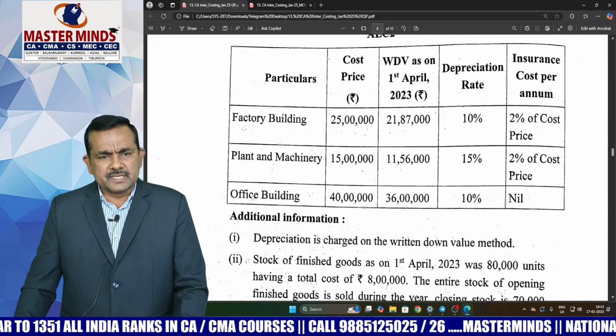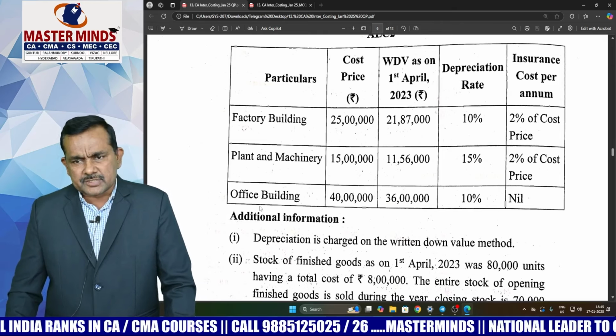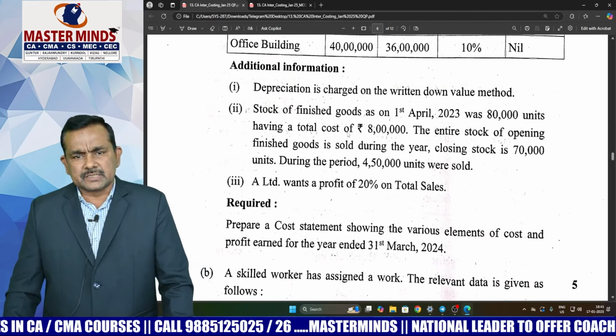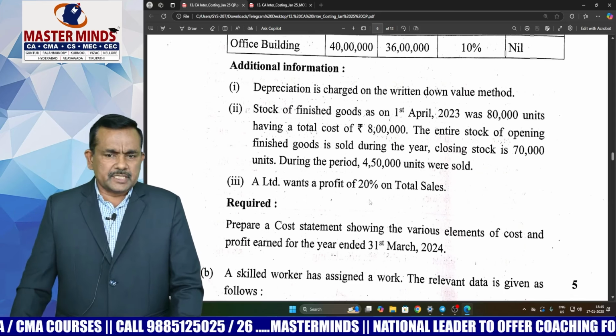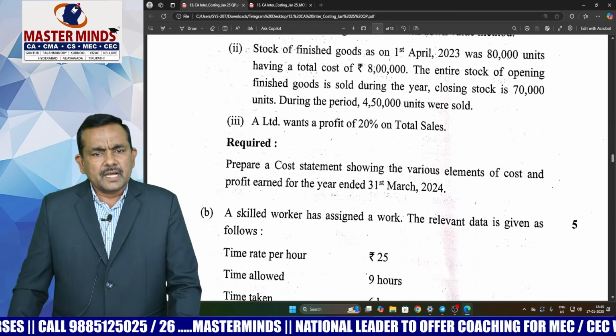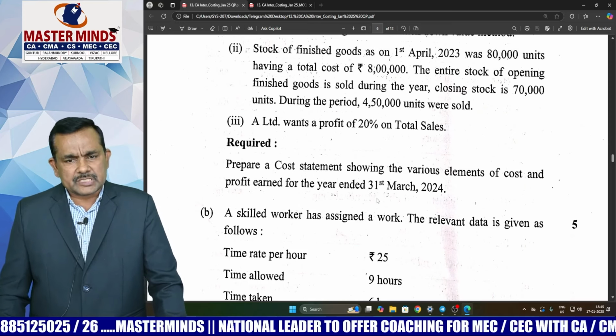So here factory assets, factory building, plant and machinery. Next, office assets are also provided, sir. So calculate the depreciation. Next, stock levels are also provided. Next, the rate of profit is also provided, sir. Then you can easily calculate the prime cost, factory cost, and cost of production.